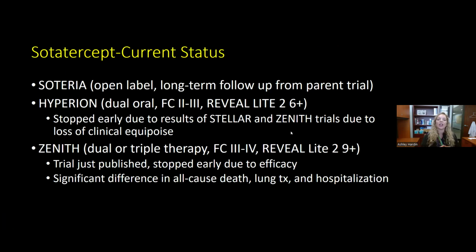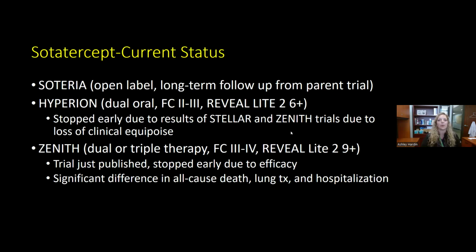So let's talk about the current status of Sotatercept for a minute. The Soteria trial is an open label long-term follow-up from the parent trial that's ongoing. There's the Hyperion trial, in which patients were on a background of dual oral therapy. They were functional class 2 to 3, so sick but not the sickest. And the REVEAL Lite 2 score was 6+, which put them basically at an intermediate high risk score. This was recently stopped early due to the results of Stellar and the Zenith trial that was just published, due to loss of clinical equipoise because of the benefit of Sotatercept. So the Zenith trial, patients were on dual or triple therapy.